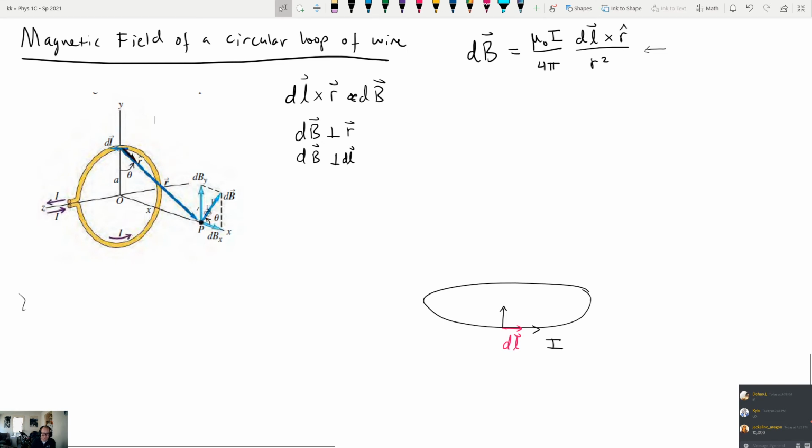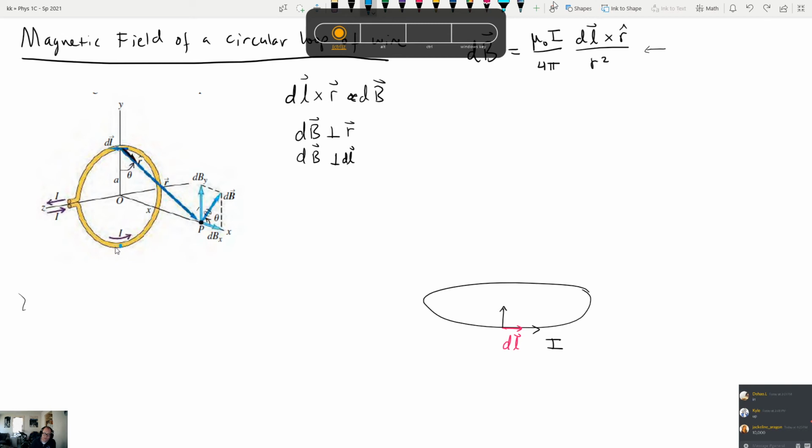Hopefully everyone understands why it's pointing up at this weird angle right here. The next thing to do would be to say, what if we went to the opposite side right down here and we draw in our dl vector now? If I come down to the opposite side over here, the dl vector has to basically point in the opposite direction as it does up here.